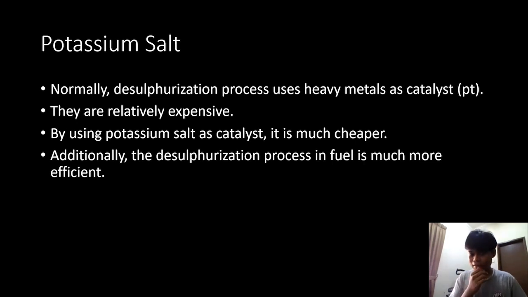on Earth. And additionally, the desulfurization process in fuel using potassium salt is much more efficient, because not only can we cut it more, we can also reduce the content of sulfur on a larger scale as compared to using platinum as our catalyst. We can cut it from 8 parts per million to 2 parts per million in a diesel fuel sample.